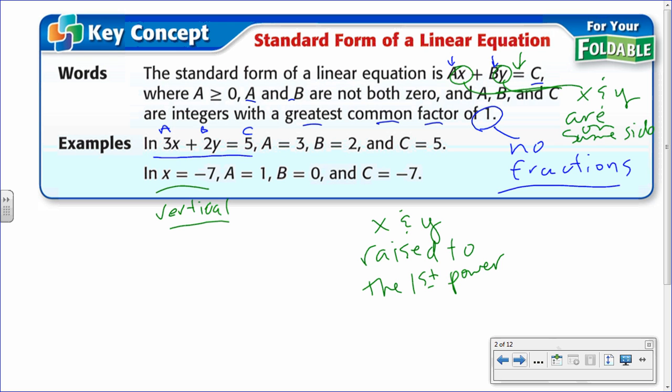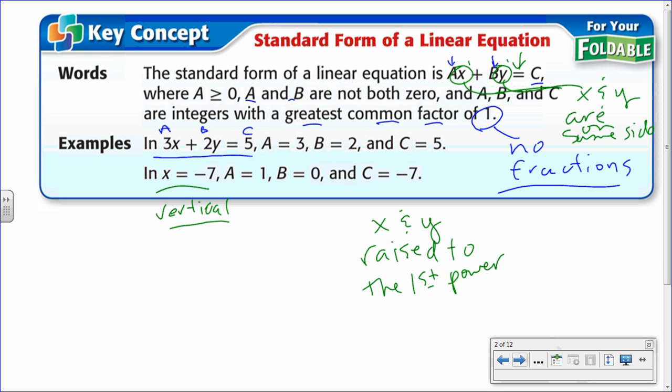So it has to be X to the first and Y to the first. Okay? Why does that matter though? If it's X squared, it's going to give you a U shape. Is that linear? What's linear mean?